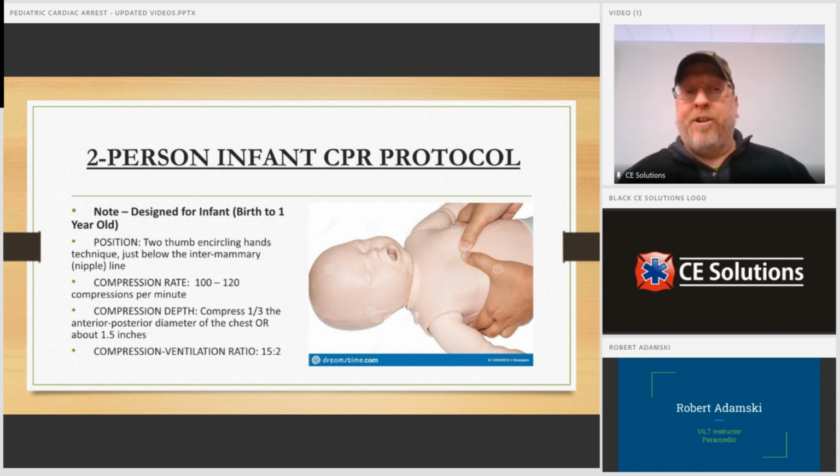Now, the compression ventilation ratio with two rescuer CPR does change. That has changed now to 15:2. So we're doing 15 compressions and 2 breaths. All right. So notice the hand position has changed and the compression ventilation ratio has changed.